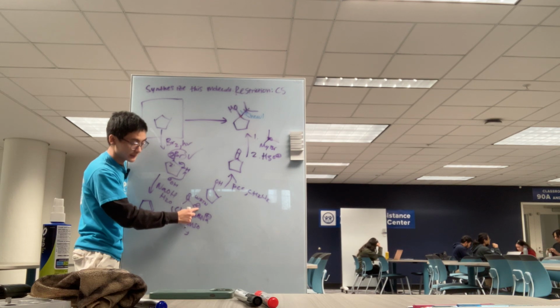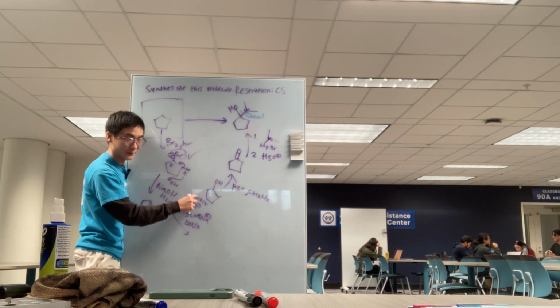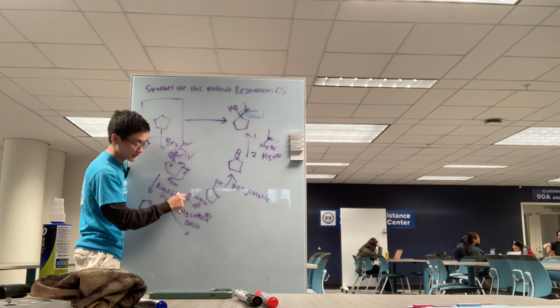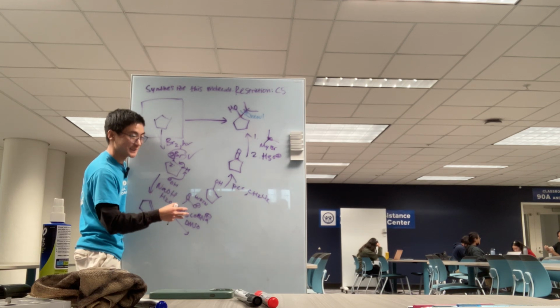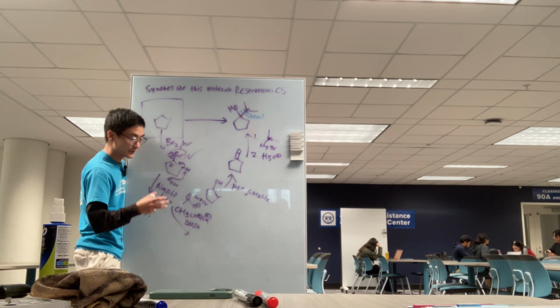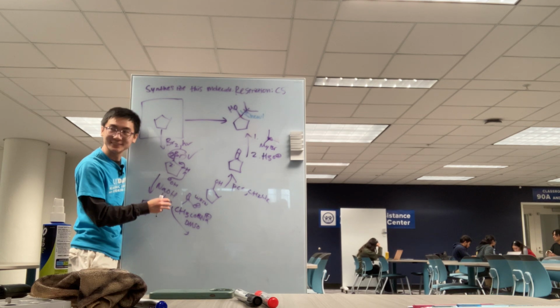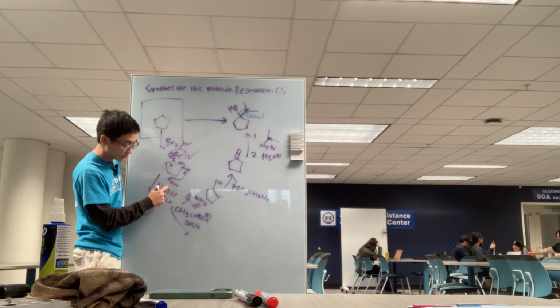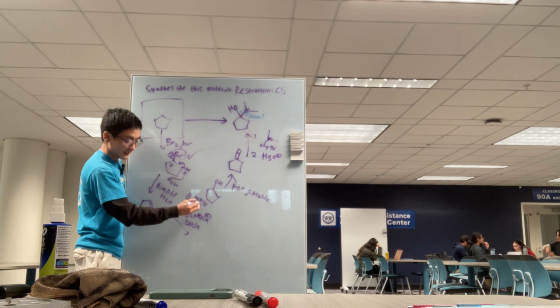But what do you guys notice that this negative charge can do with the carbonyl that makes it more stable? Resonance, yes. And because it can do resonance with the carbonyl, does that make it more or less stable? More stable. And if it's more stable, is it more or less reactive? Less reactive. That's why it's a weak base. So it's not going to do E2 because E2 works with strong bases. It's going to do SN2.